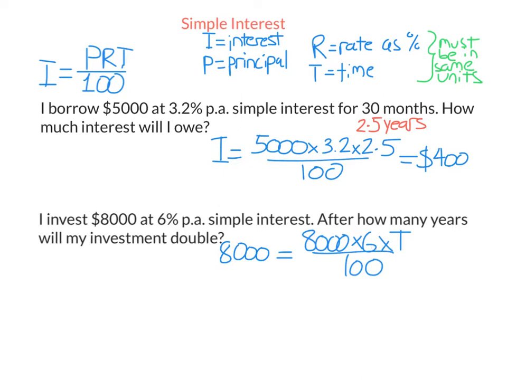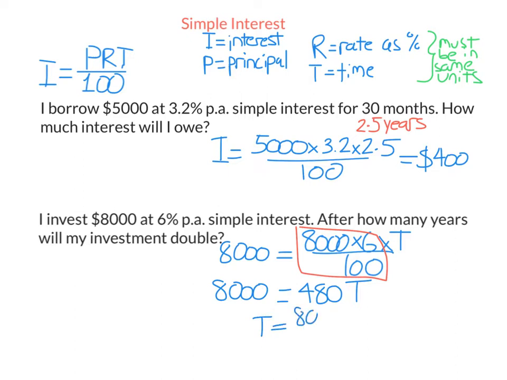So what I'm going to do is I'm just going to put these numbers on my calculator to make things a little easier. So if you put 8,000 times 6 divided by 100 on your calculator, you get 480. So this equation becomes 8,000 equals 480 times T, and the way that we get rid of timesing by 480 is by dividing by 480. So T will just be 8,000 divided by 480.